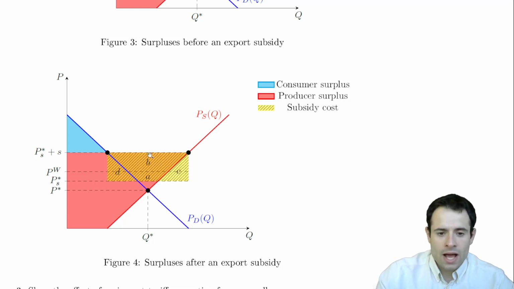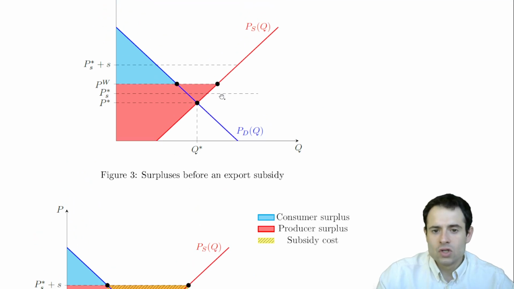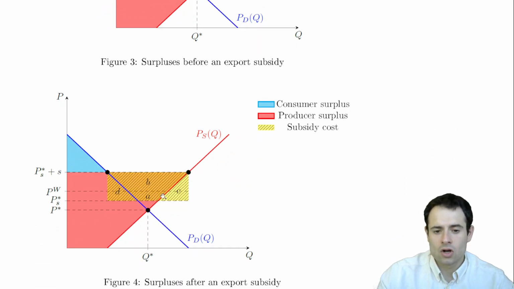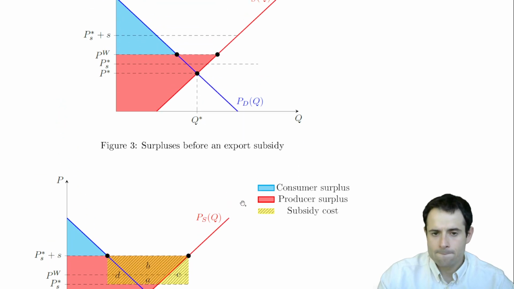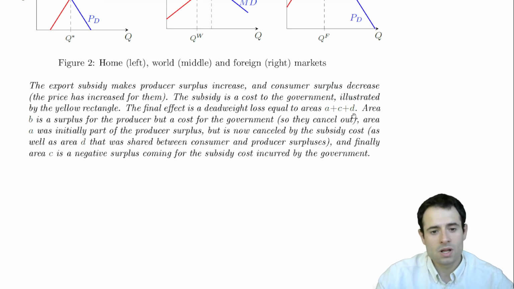Note that area B, D, and A overlap with the producer surplus. So these areas are going to cancel out. Area C is an area that used to not be any surplus, that was here, and now it represents a cost. So area C is a cost for the government. Now, what is the net effect? Well, the final effect is a deadweight loss equal to areas A plus C plus D.